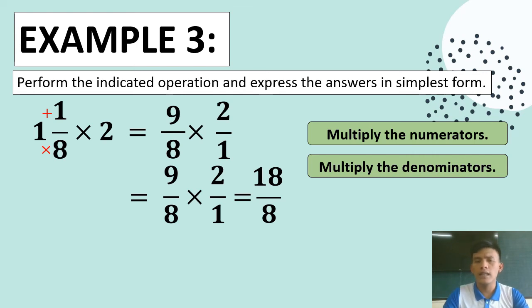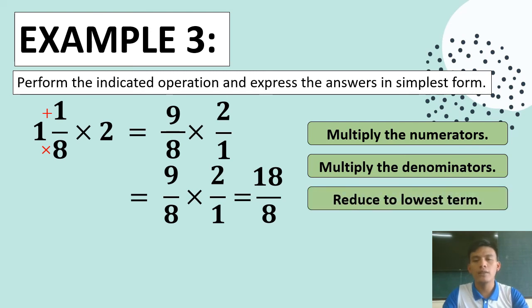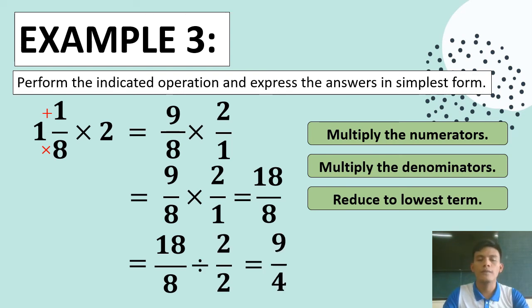Can we still reduce 18/8? Yes, we can still reduce 18/8 into lowest term. We divide by 2/2. 18 divided by 2 is 9. 8 divided by 2 is 4. Can 9/4 still be reduced into lowest term? No. 9/4 cannot be reduced into lowest term, and that's our final answer.